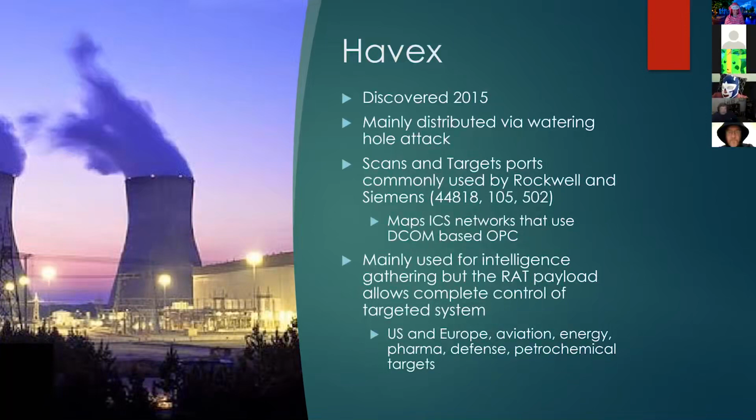Then if it was, it would install itself and map the networks. And it was mainly used for gathering information about the networks, but it had the capability of carrying a remote access Trojan payload, so that they could have gone further. It was mainly used in the US and Europe, and there were a number of industries that were targeted. Defense and pharma are the ones that I've heard were targeted the most, but I think there's some debate about how far it was actually spread in other industries.